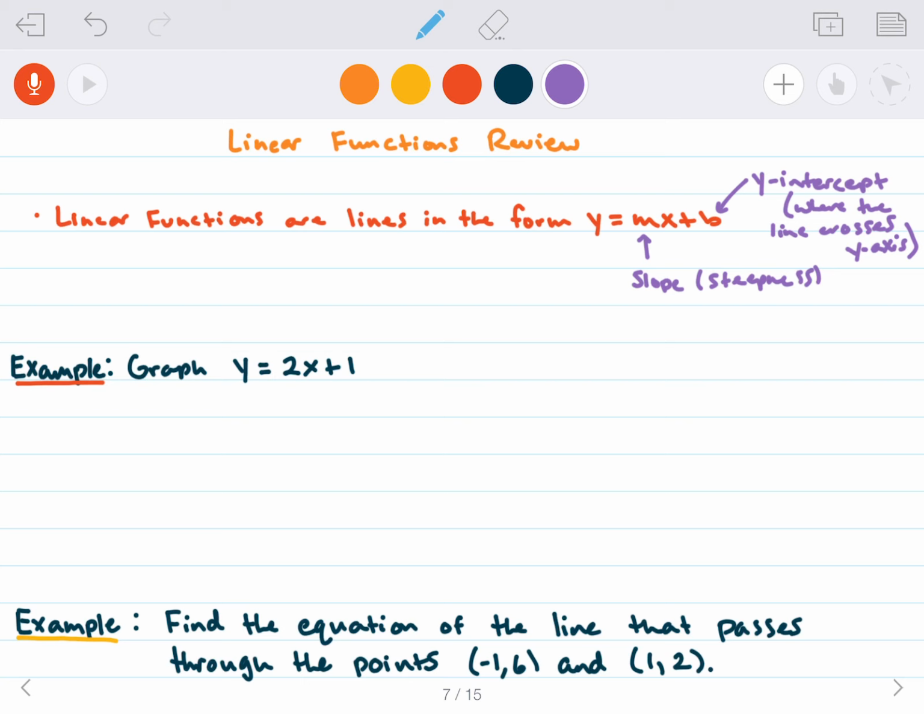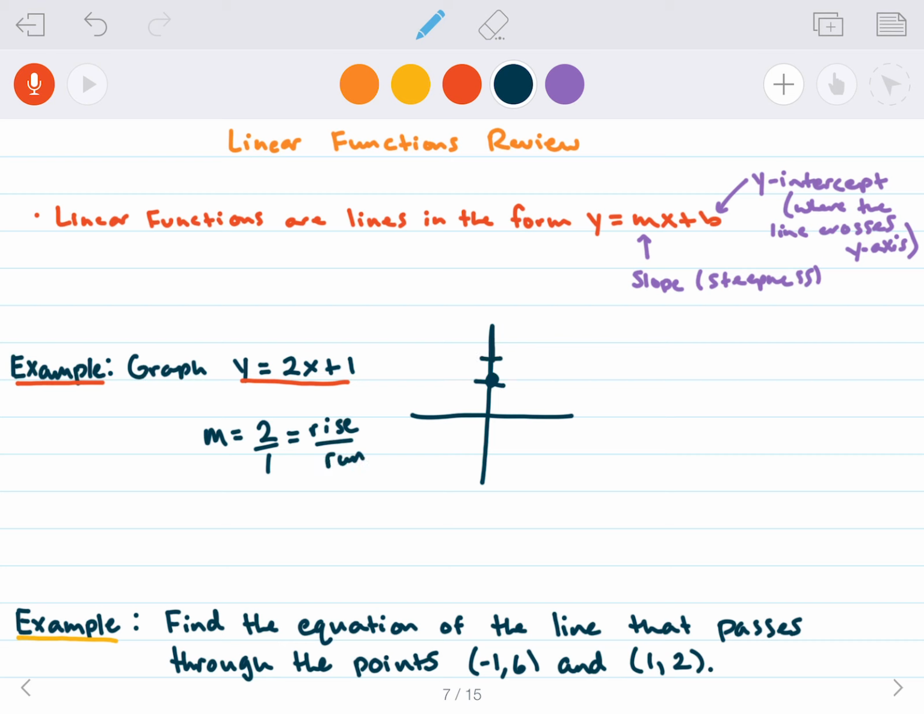Okay, so if we want to graph y equals 2x plus 1, there's a few different ways to do this, but I think the easiest way is to first start with the y-intercept, which is 1, and put a point right there. And then slope, the slope is 2, or 2 over 1, and remember with slope we do rise over run.